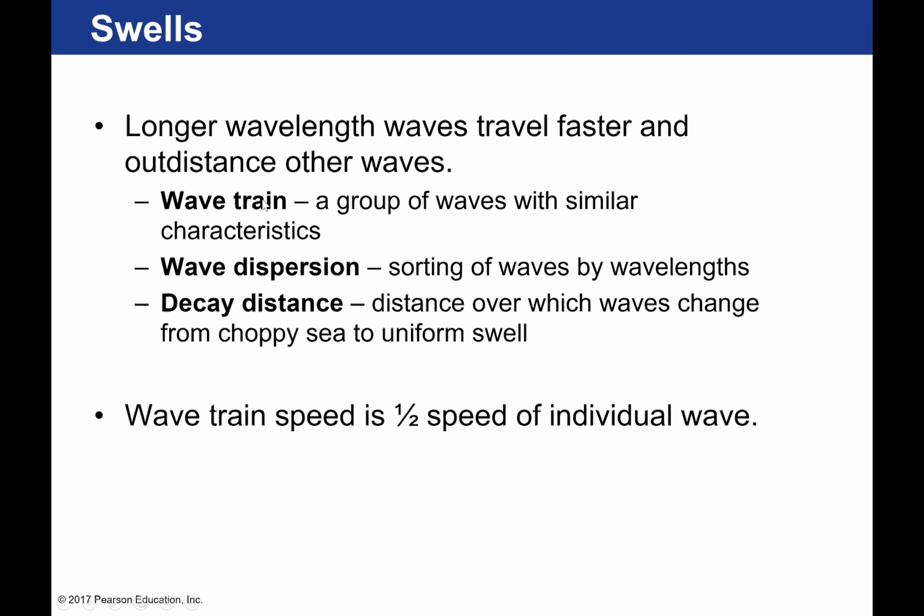So looking a little more at swells, remember they have those long wavelengths and are uniform. Eventually those long wavelengths will travel faster and outdistance other waves. So then we have some different characteristics and some terms that we need to talk about. A wave train is when you have a group of waves with similar characteristics, and this is the one that we're really going to focus on.